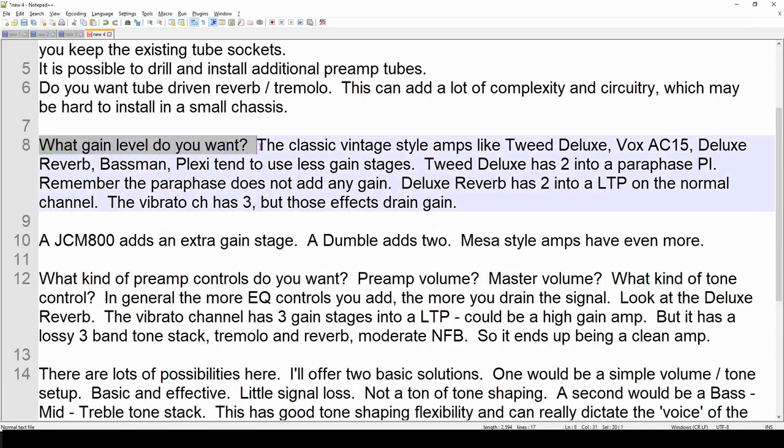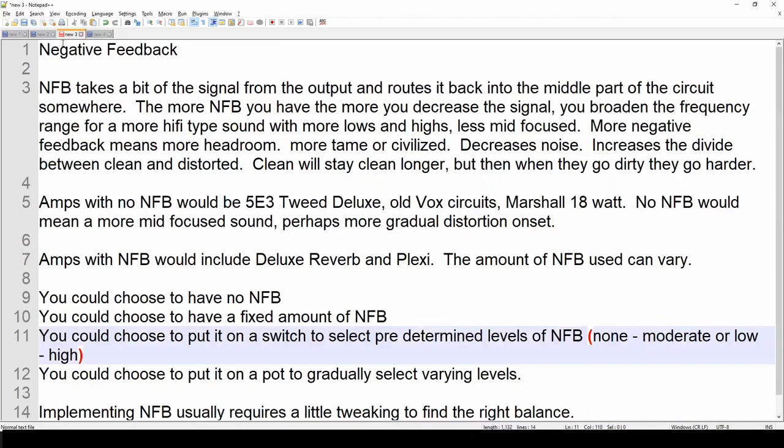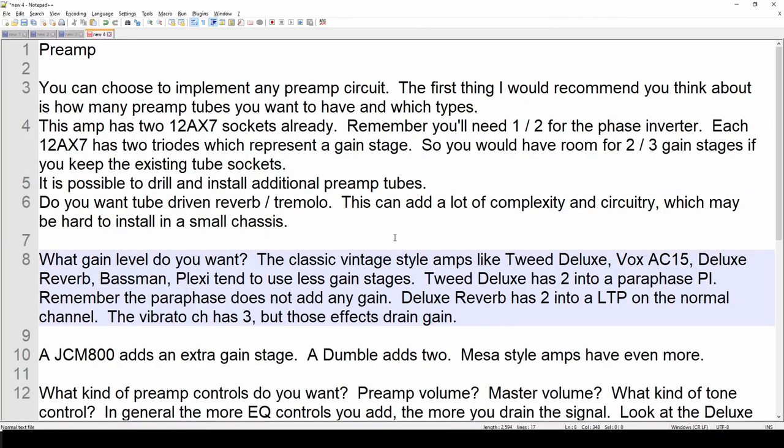So next, you need to think about what level of gain you want in this amp. The cleaner the amp, the fewer gain stages you need. More vintage-style cleaner amps like Tweed Deluxe, AC15, Deluxe Reverb, Bassman, Plexi are going to use fewer gain stages. So Deluxe Reverb has two gain stages into a paraphase phase inverter. I may be confusing cathodyne and paraphase, so I apologize for that confusion. But nonetheless, two gain stages is probably as low as you want to go. I wouldn't do one. That just leads to a very, very low output and is difficult to drive. Maybe if you wanted to do one gain stage into a long tail pair, that could work. But on those amps, I would typically say two gain stages is really nice.